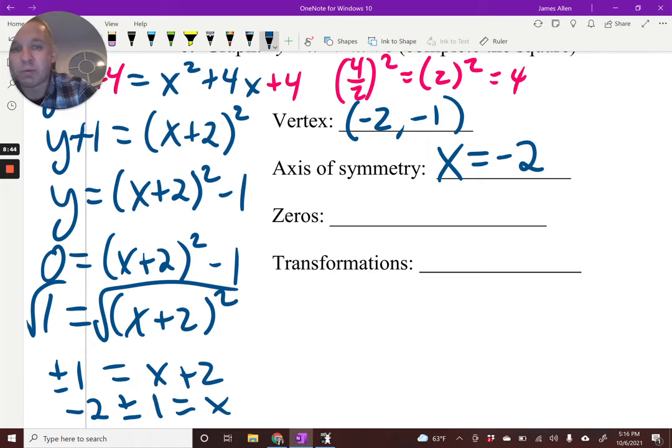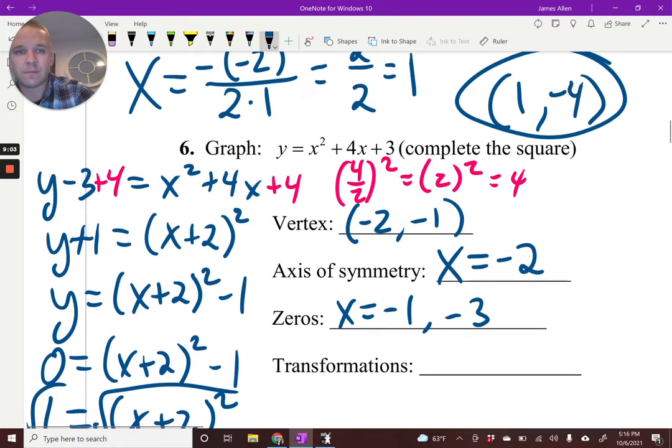All right. Negative 2 plus 1 is going to be negative 1. And negative 2 minus 1 is going to be negative 3. For our zeros, it's where it crosses the x-axis. If it asks for x-intercepts or y-intercepts, those should be ordered pairs, okay? Lovely. So, boom, there we go.